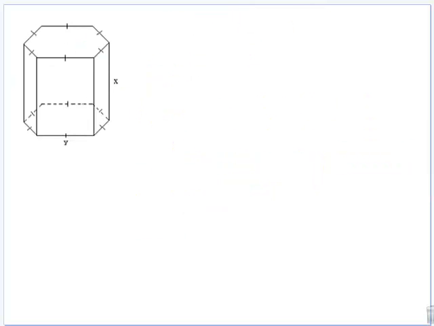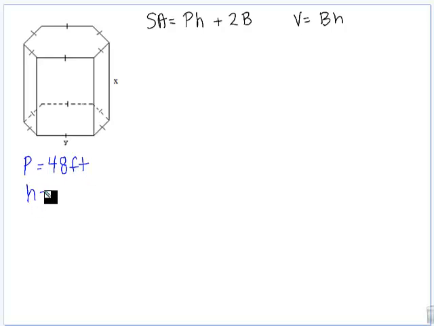Last but not least, we will do a hexagonal prism. So once again, the 2 formulas we are working off of: surface area is perimeter times height plus twice the area of the bases, and volume is the area of the base times the height. In this case, I'm going to tell you that the perimeter is 48 feet, and we have a height of 16.